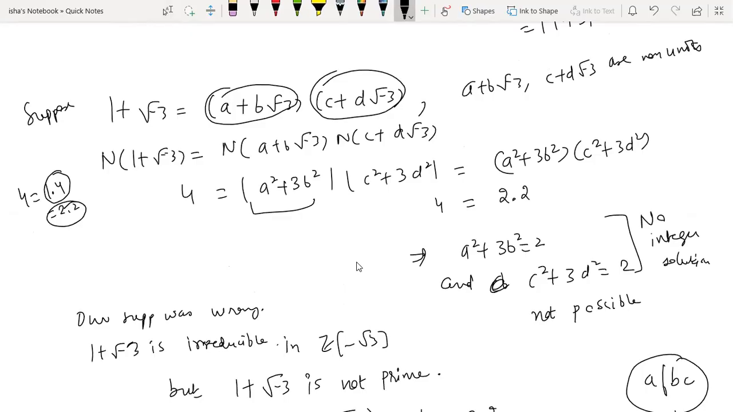So the rest of the examples we will take next time in the next lecture. We'll continue with more examples of irreducibility and prime and more results over the same.